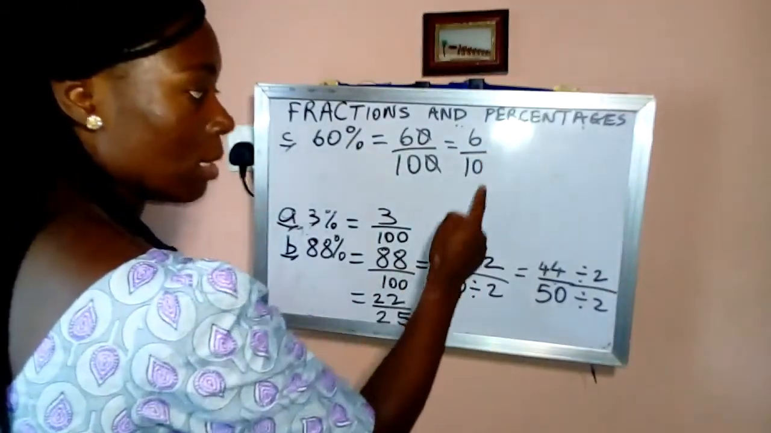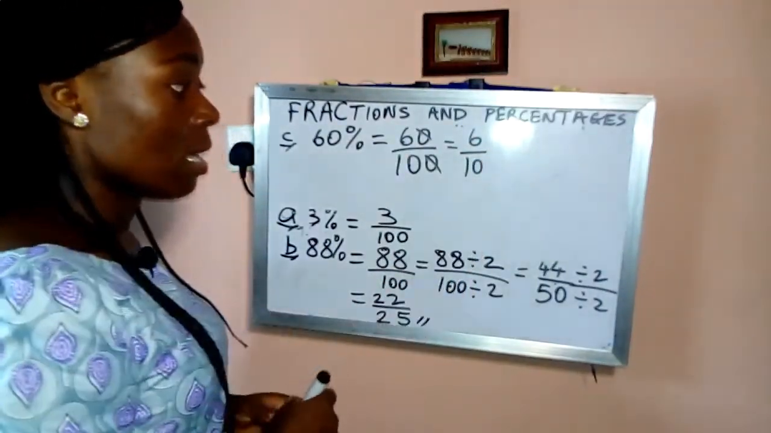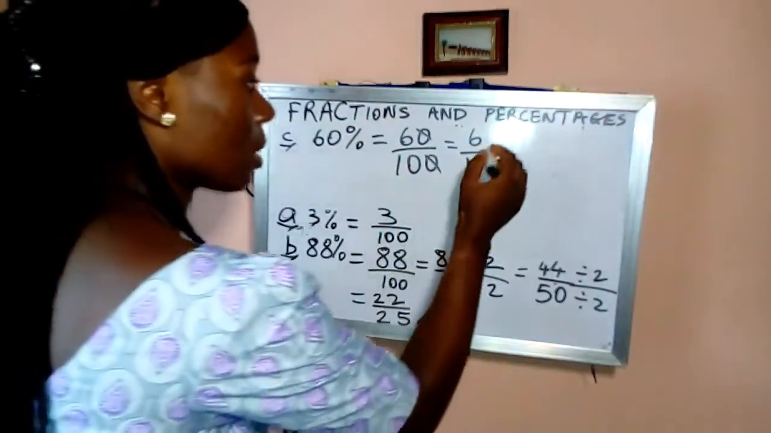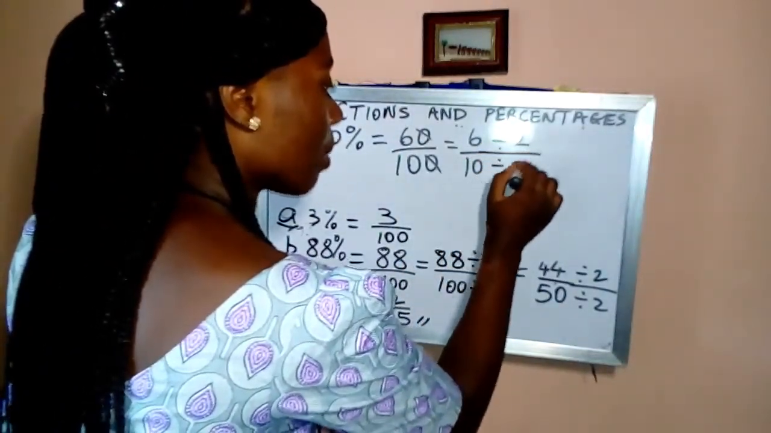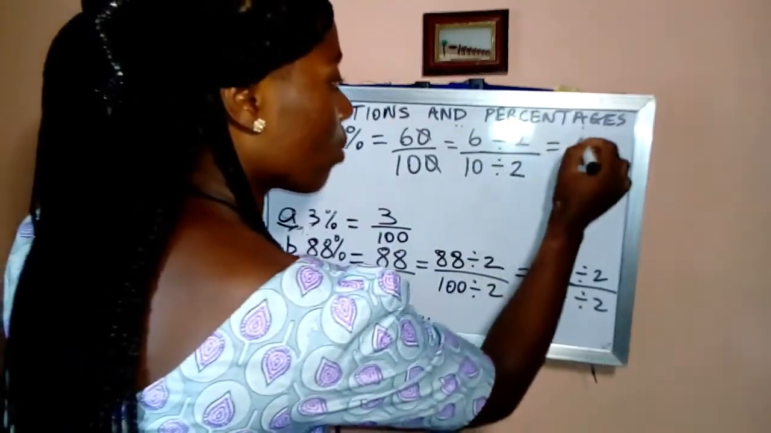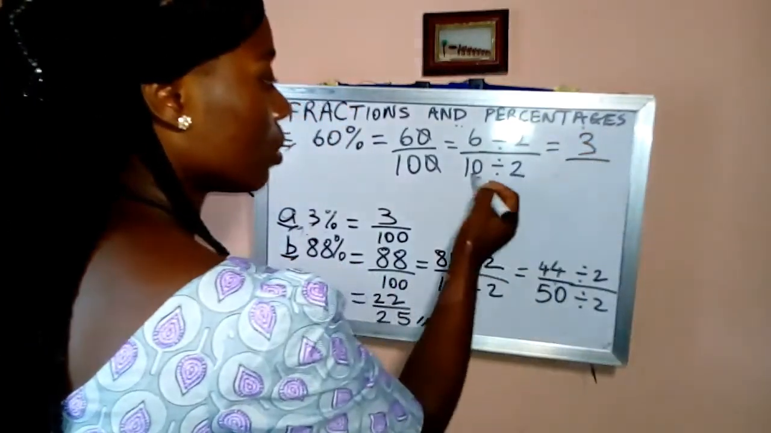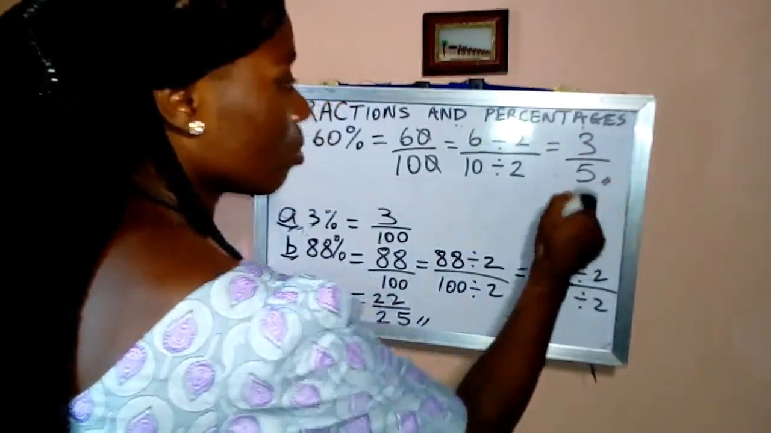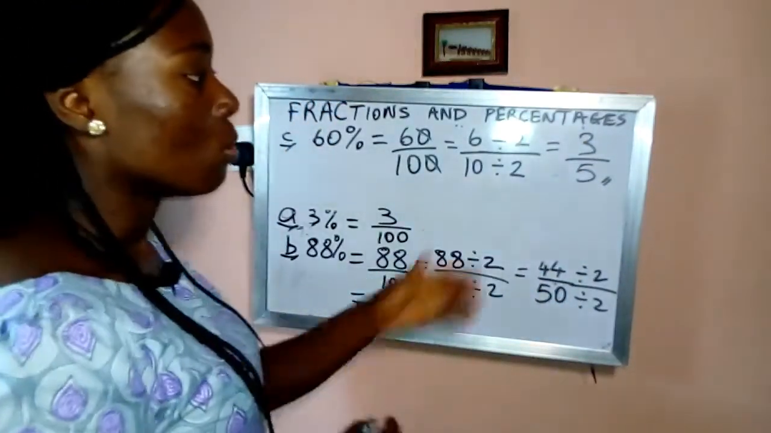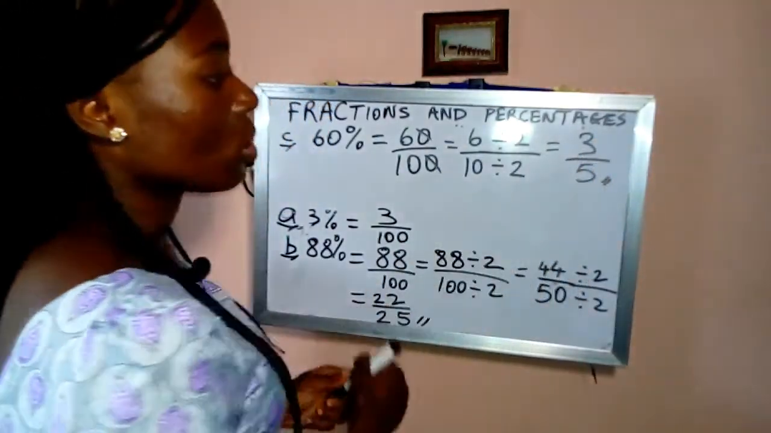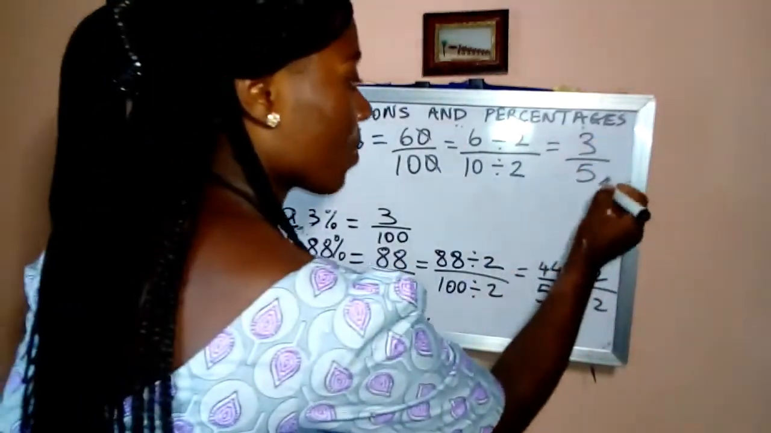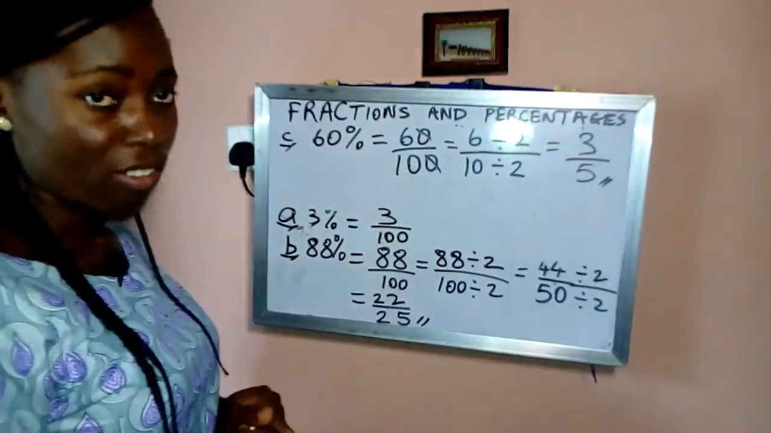This is an even number. This is also an even number. That is, 2 can go into them successfully without a remainder. So let's divide by 2. 2 into 6, I have 3. 2 into 10, I have 5. Both of them are odd numbers and no number can divide them except themselves. So I would say we have gotten to our final answer. Our final answer is 3 over 5.